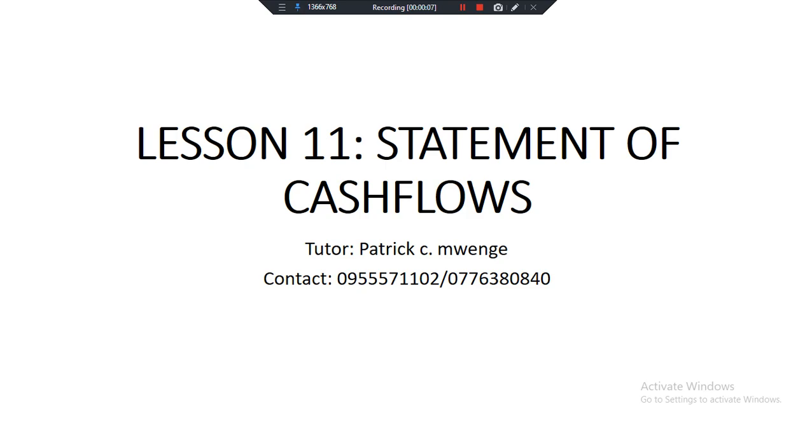So lesson 11 is basically the statement of cash flows. This lesson is going to be split into two. There's where I'm just going to explain the concept of the statement of cash flows, which is this lesson. Then there's another part of this lesson where I'm going to explain how to prepare the statement of cash flows. So let's begin.